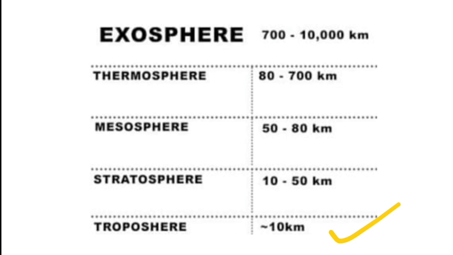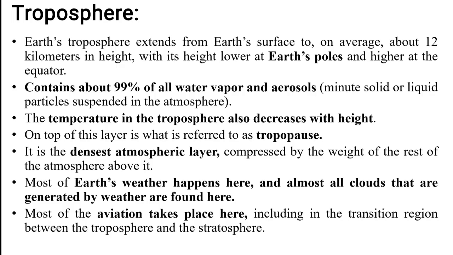At first, troposphere, then stratosphere, mesosphere, thermosphere, and exosphere. Troposphere is present in the lower layer, so it extends from the surface of the earth up to 10 kilometers. Then stratosphere, then mesosphere, then thermosphere, then exosphere.